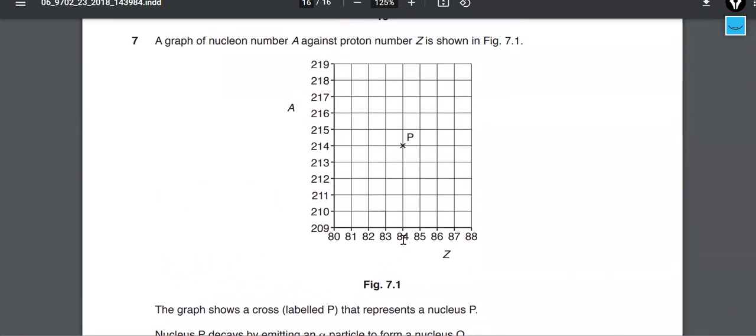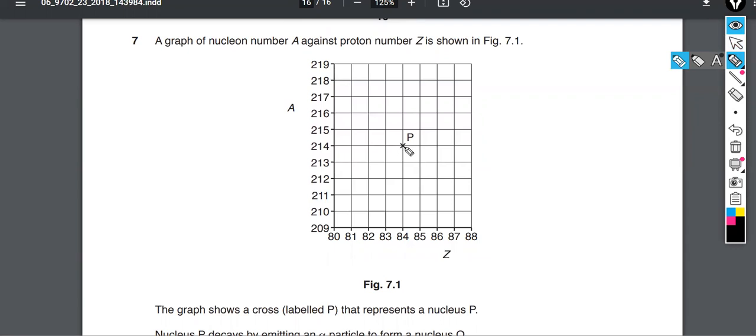So something with 84 protons labeled P for polonium, right? Not phosphorus, that's polonium there. Its chemical symbol is Po, but they're just using some random letter P to represent that one. The first decay that we had to consider was an alpha decay. Alpha decay drops the nucleon number down by 4, so it'd be at 210, and it drops the proton number down by 2, right?